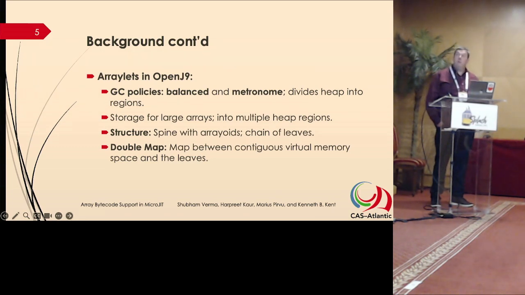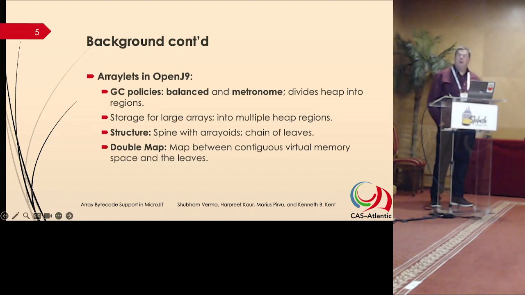The way this is dealt with within OpenJ9 is the idea of using a spine, which is a tree-based structure that keeps the head of the array, with pointers off of that to regions. Each region contains an arrayoid, and an arrayoid is simply a chunk of the array itself. So you can split up the array across multiple heap regions. At the end, we have a chain of leaves, which holds the remaining pieces that don't fill an arrayoid or can be jammed in with the object itself.